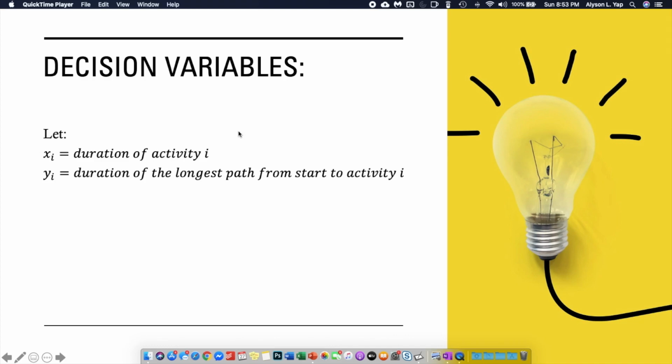The next variable is y sub i. Y sub i is the duration of the longest path from the start to activity i. And we will need this because there will be some requirements for the project duration.